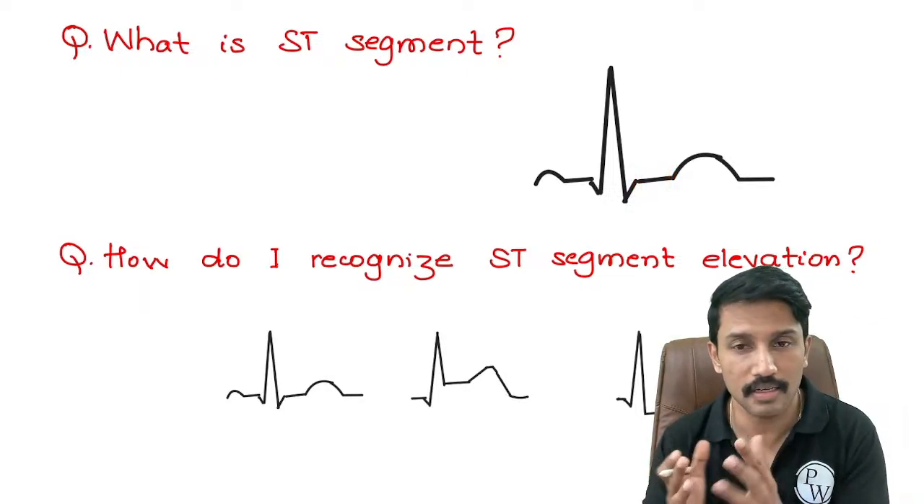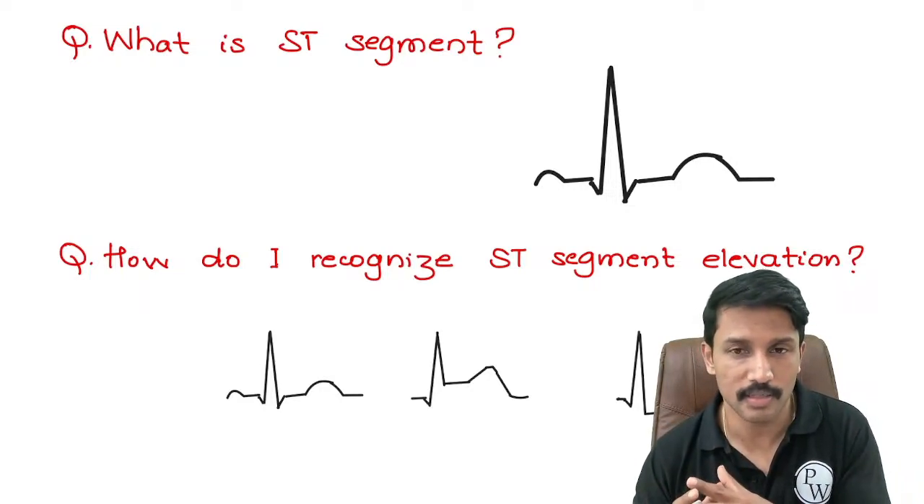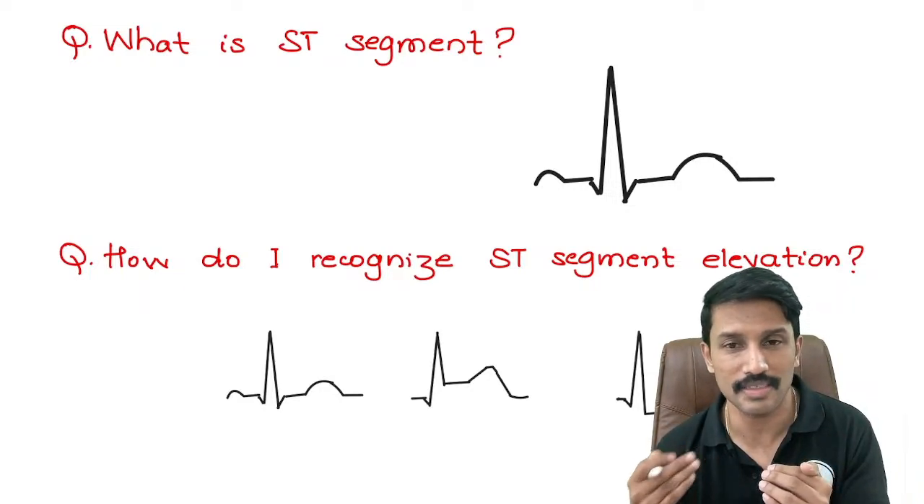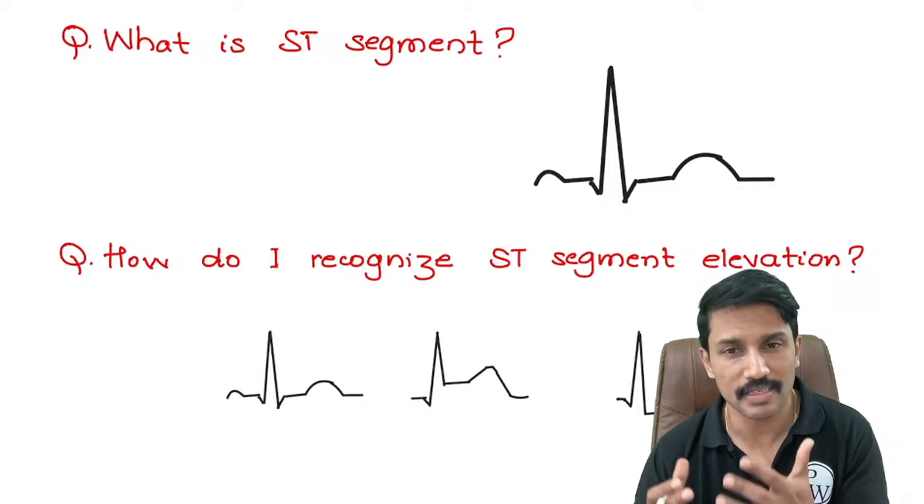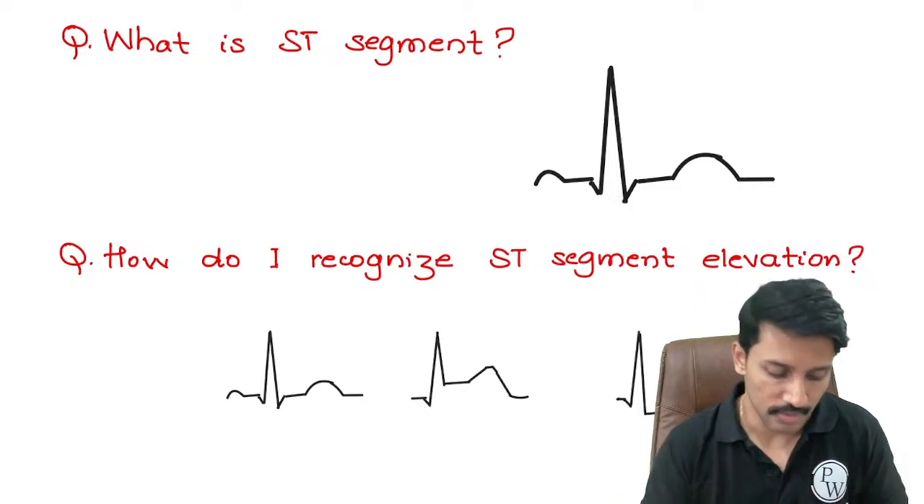And I'm reiterating again, there are two terms that we should be very familiar with when it comes to ECG. One is segment and the other one is interval. Intervals always contain a wave. Segments are devoid of waves. Segments do not have any wave.